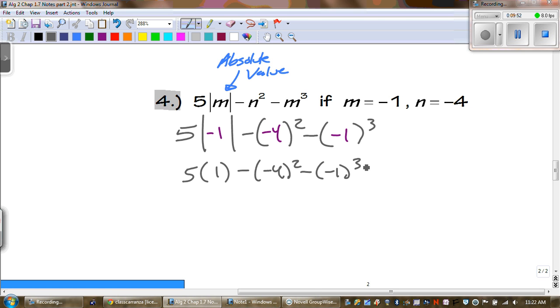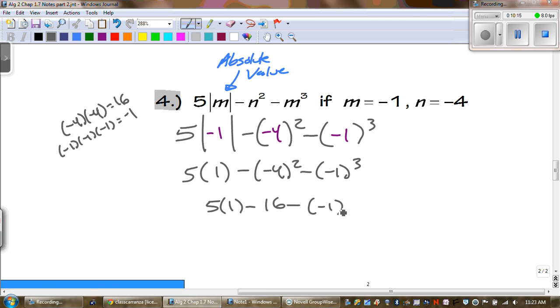Okay, and now we have to do our exponents. So we have -4 times -4, which gives us a +16, and then negative 1 to the third power is actually negative 1. Okay, let's multiply. 5 times 1 is 5. And minus a negative is actually adding 1.